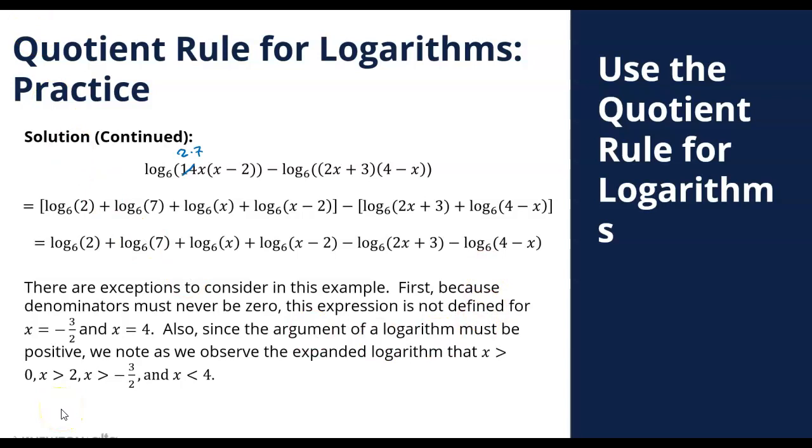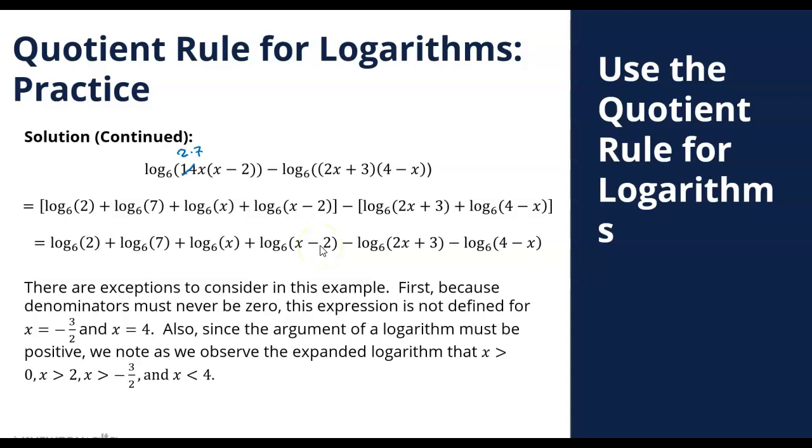Note also that there are exceptions to consider in this example. First, because denominators must never be 0, this expression is not defined for x equals negative 3/2 and x equal to 4. And also, since the argument, that is the expression inside this logarithm, must always be positive, we make sure that each argument is positive for values of x.